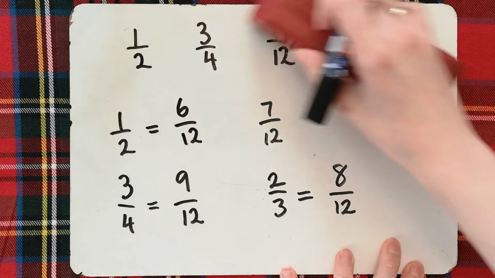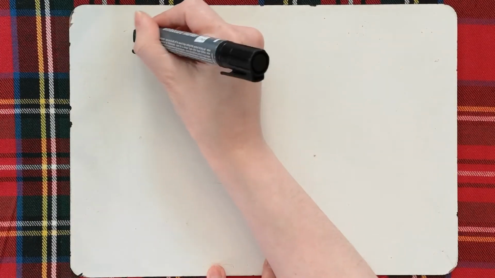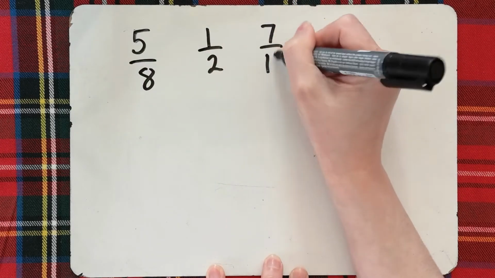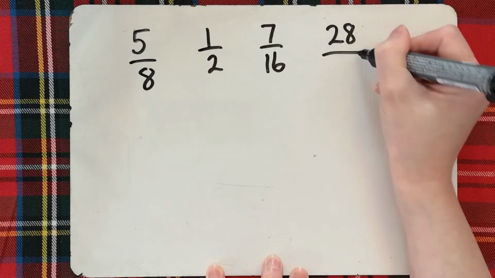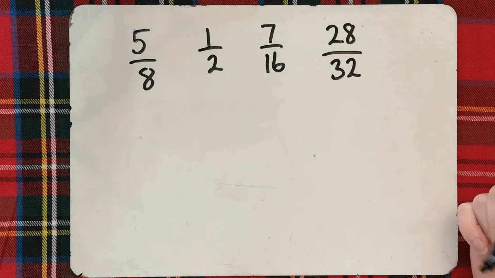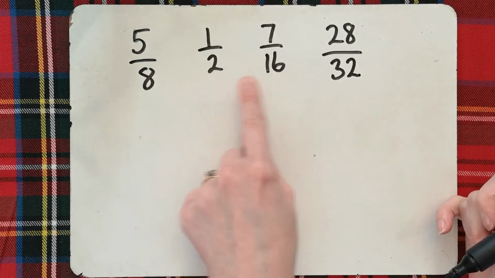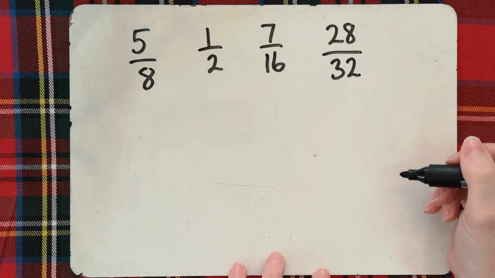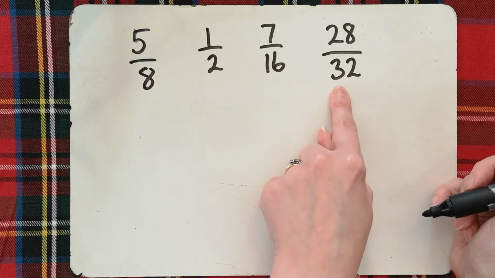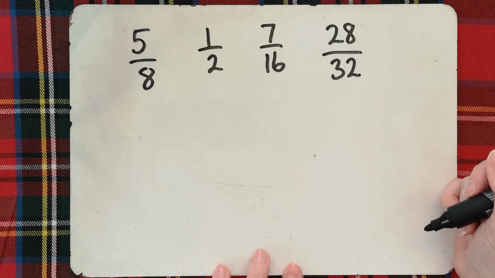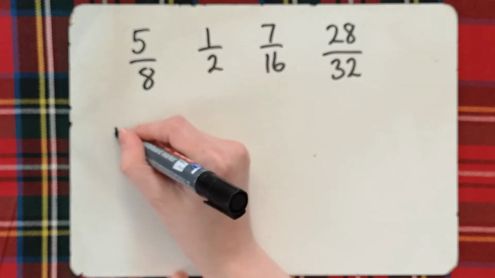Let's try another example which has some trickier denominators. This time I have got 5/8, I'm going to have my half, 7/16, and 28/32nds. So I need to find a common denominator, a number which each of these denominators, 8, 2, 16, and 32, can divide into equally. For this one, I can use the common denominator of 32. I know that 8, 2 and 16 all divide equally into 32. So let's make our equivalent fractions.